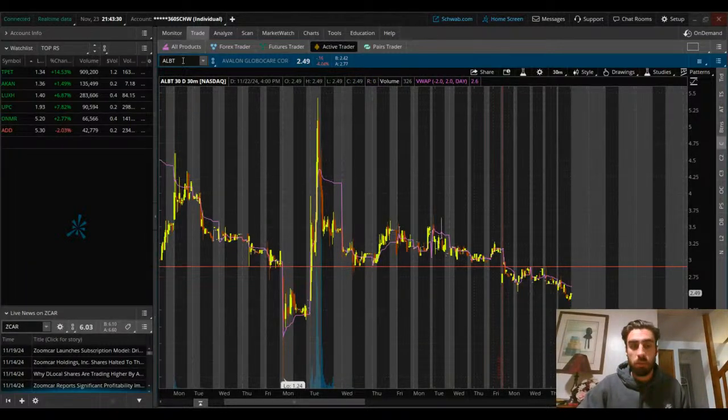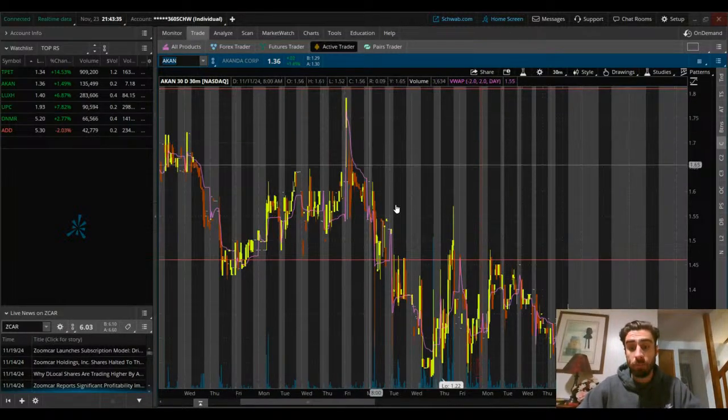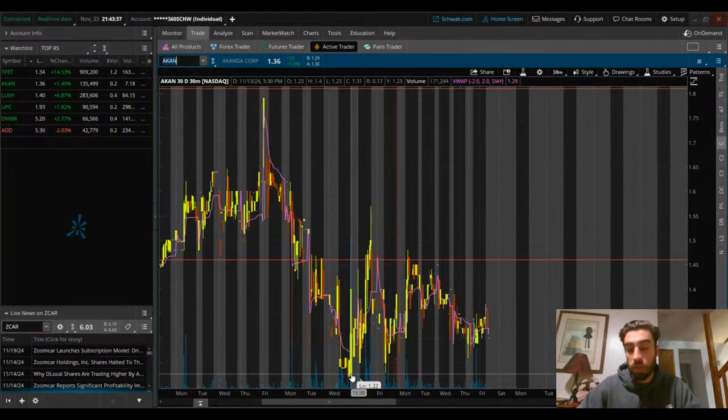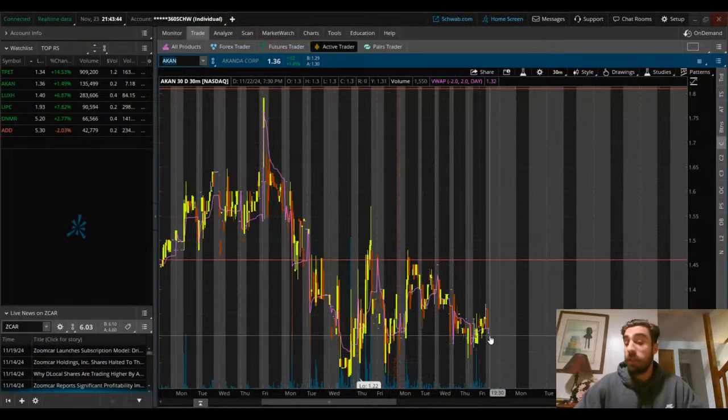With all of those things put together, my top splits on watch right now are AKAN. In this case, simply it's near $1, right? 1.30, 1.22. You could even use that as a low. Ideally, I would want to see this consolidate closer to this 1.22 low. That would be my entry point.